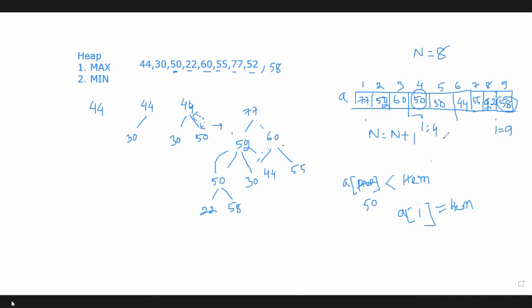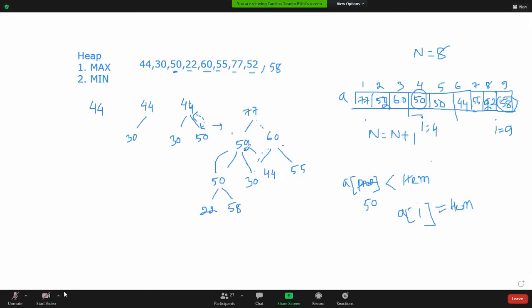Is it true that after comparing only with its parent node, we can say that this is the correct place for 4? No, madam. Then we have to compare that node again with its parent node. After changing this position, 58 is the parent node and 50 is the right child of 58. Now again we have to compare these two nodes.